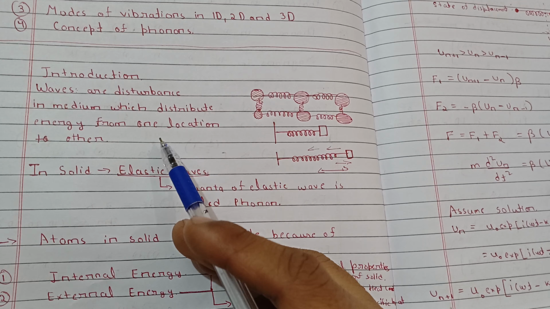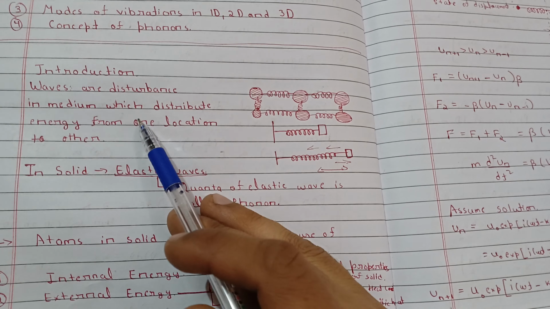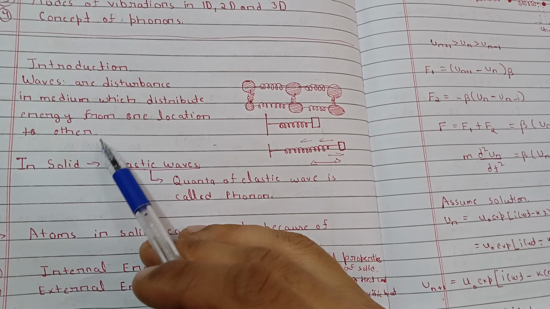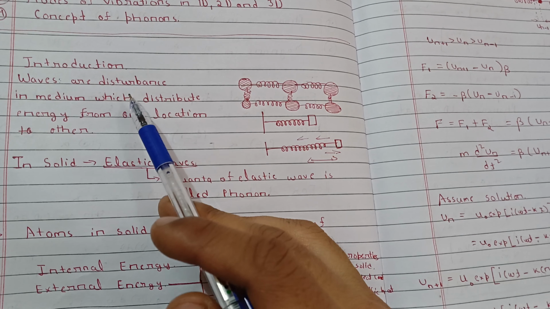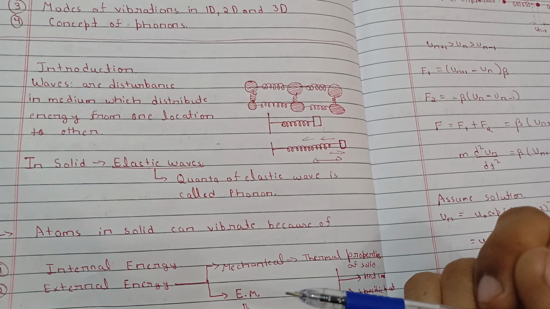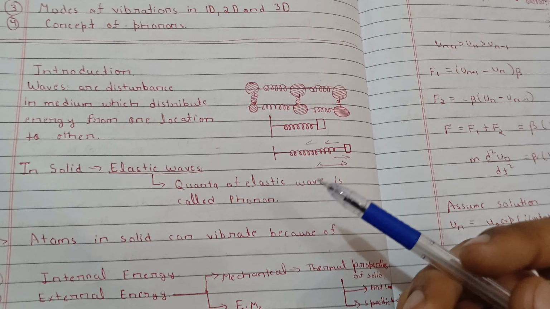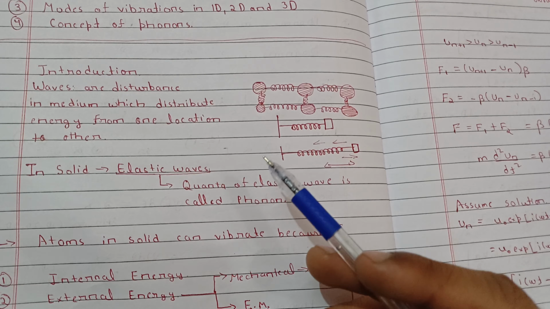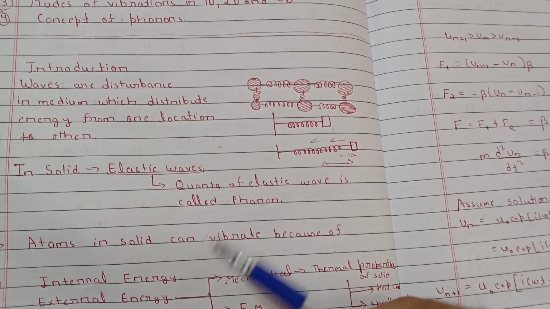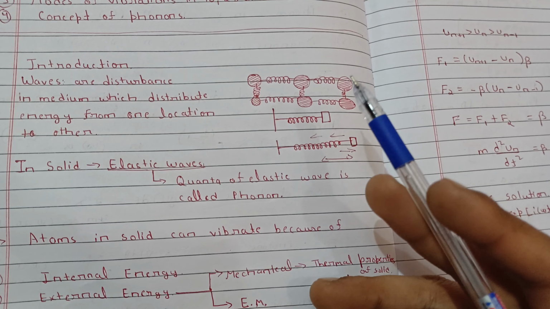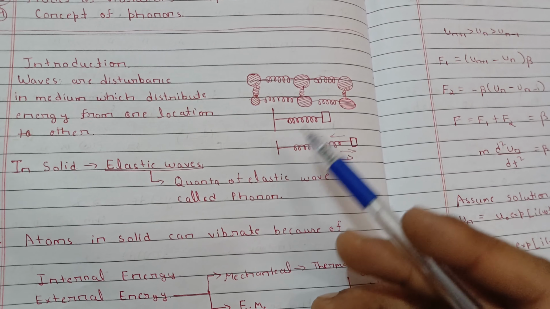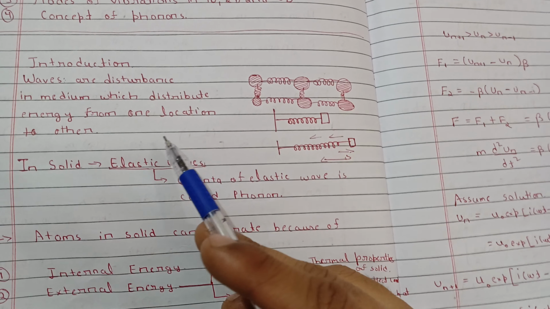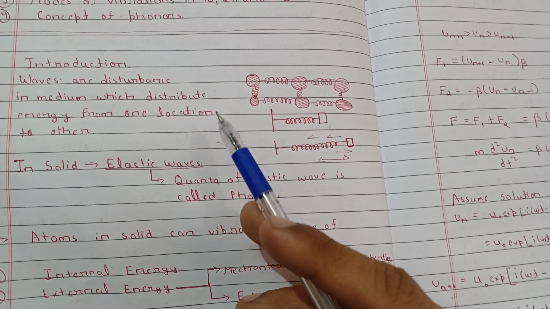What are waves? Waves are nothing but a disturbance in a medium which distributes energy from one location to another. Just like when you throw a stone into a river, you will see that a disturbance is created in that medium. And now what happens, this disturbance will distribute throughout the lake or river, whatever it is. So it will just distribute the disturbance from one location to another. Then that thing is called waves.